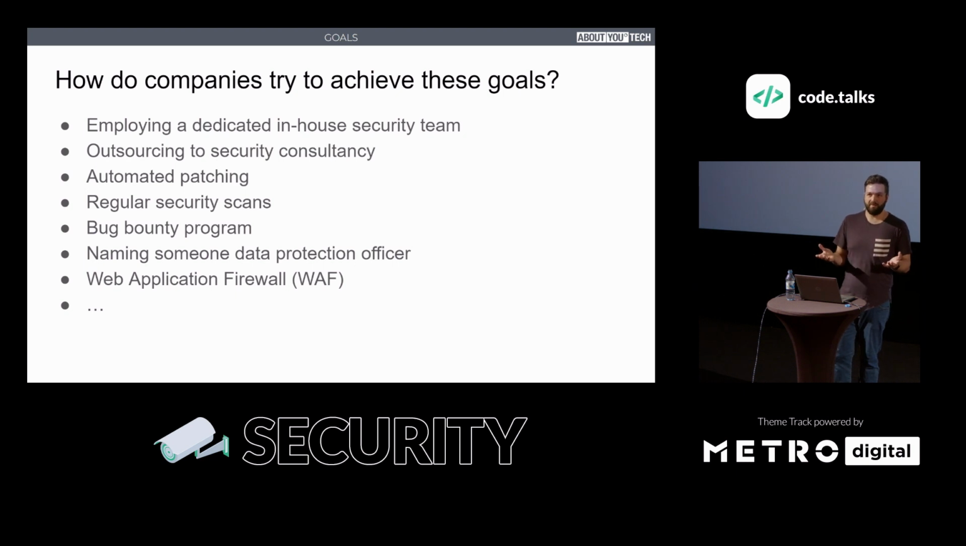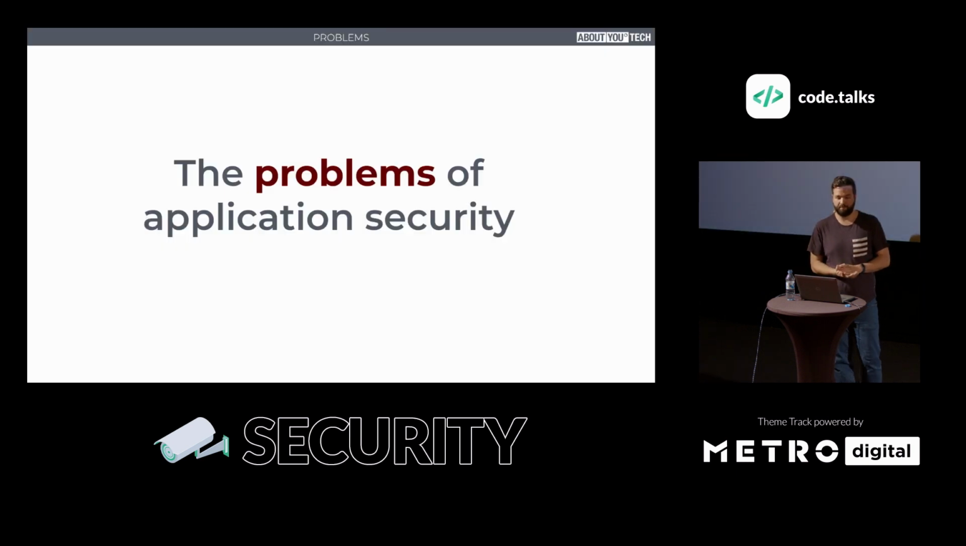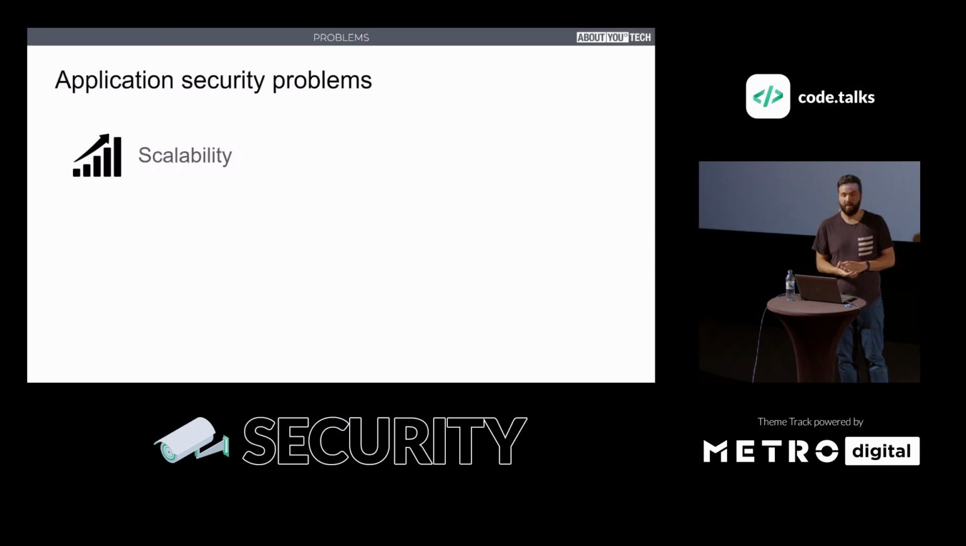Application security is a complex topic, and it's hard to do right. And that brings me to the problems of application security. So here I would like to introduce 4 categories of challenges within the field of application security. And the first category is scalability. What do I mean by that?